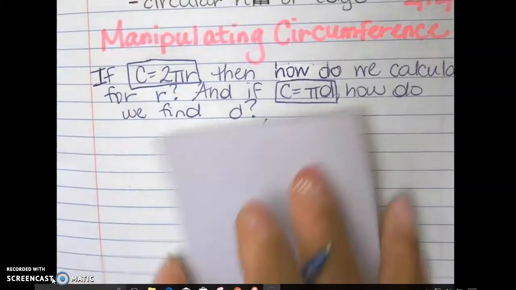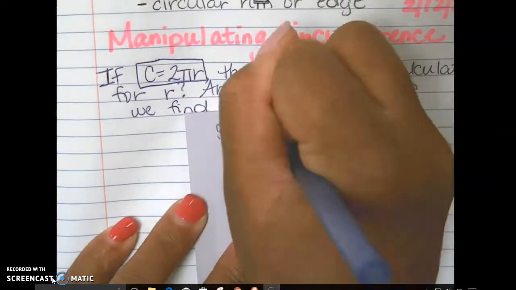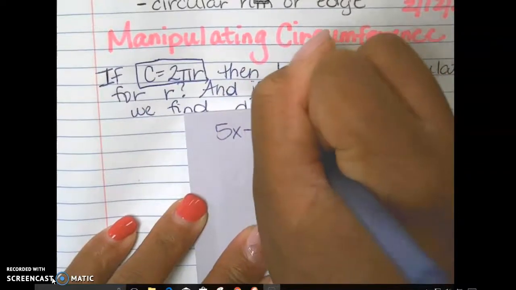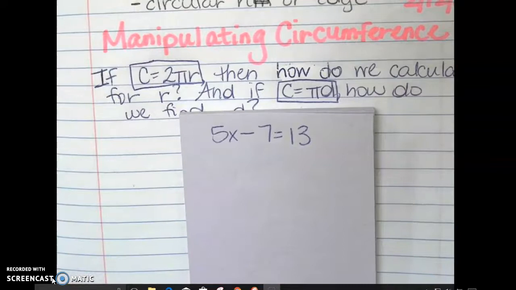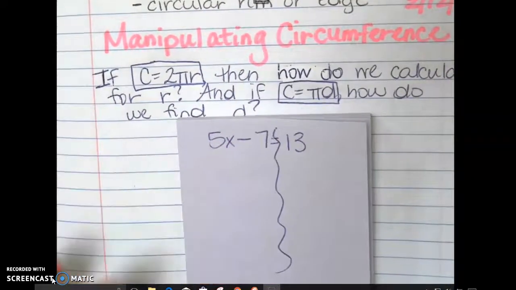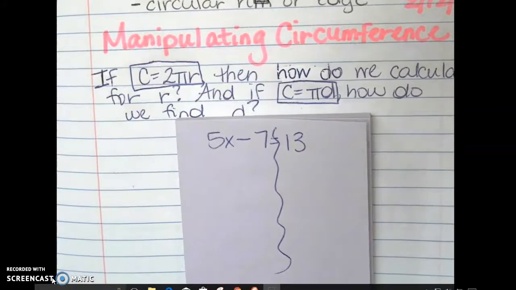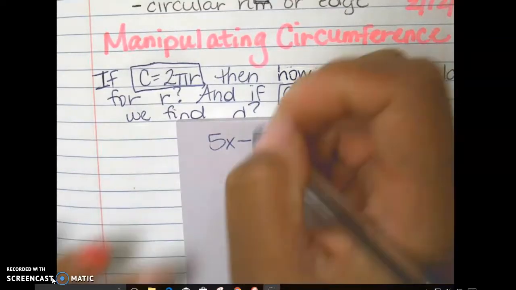Don't write this down, but pay attention. We have 5x minus 7 equals 13. What did we do here to solve this? Draw a river. Then what? Add 7 on both sides. Thank you.